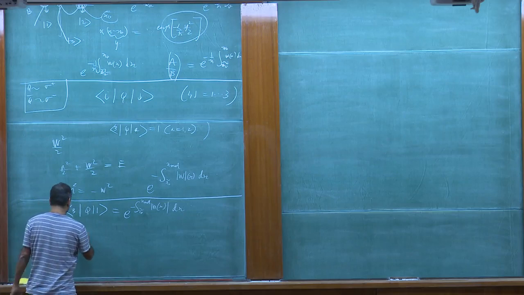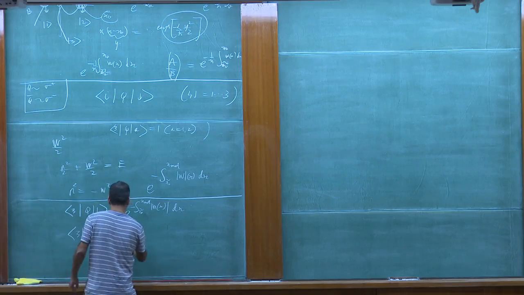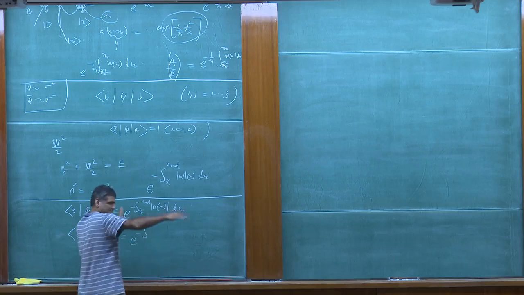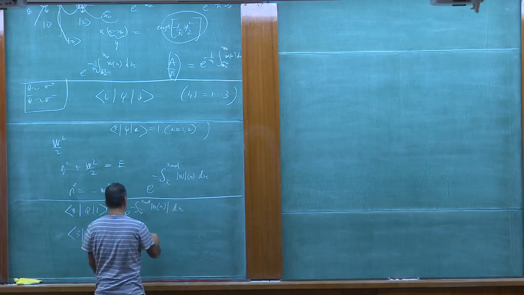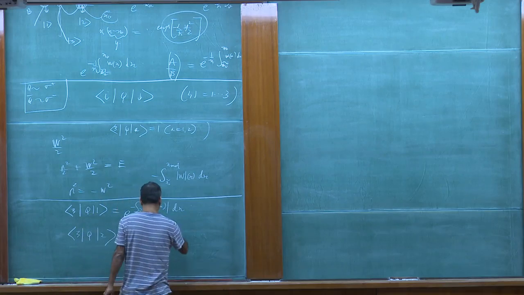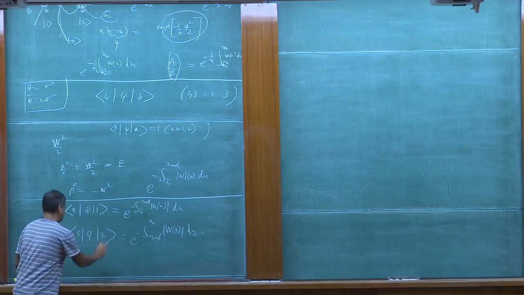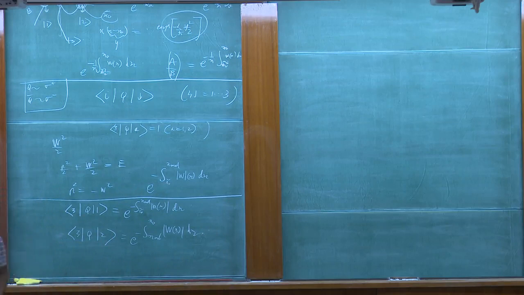Then we also, in a similar way, get that 3Q2 will be equal to e to the power minus, and now we want always a positive answer, so the integral from x mid to x naught of mod W of x dx, and all other amplitudes are 0. Is this okay?